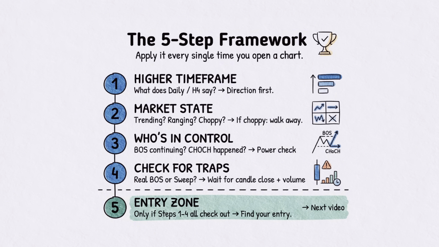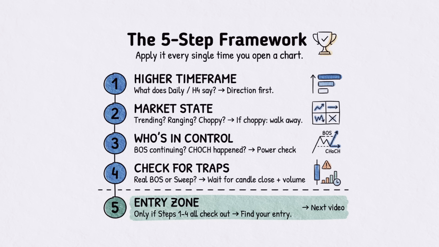Step 3. Determine who's in control. Are you seeing BOS confirming the current trend? Or has a CHoCH happened? Is power shifting? Step 4. Check for traps. Is this a real breakout or is it a liquidity sweep? Wait for the candle to close. Check the volume. Step 5. If and only if all 4 steps check out, then you move to the next step, finding your entry zone. And that's exactly what the next video will cover.